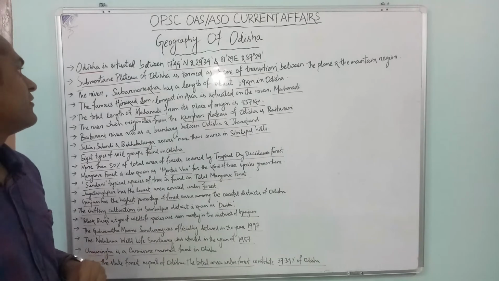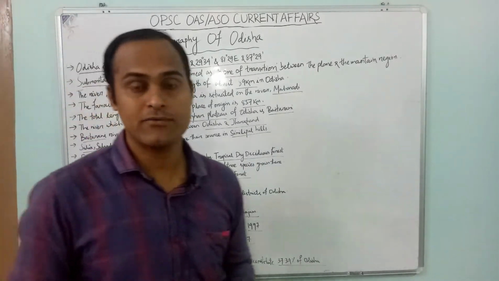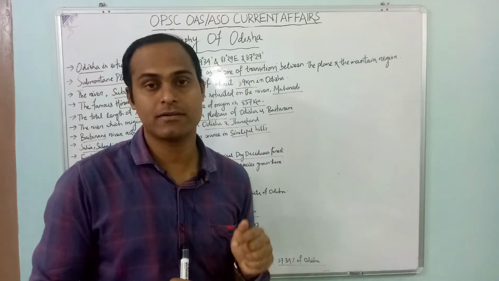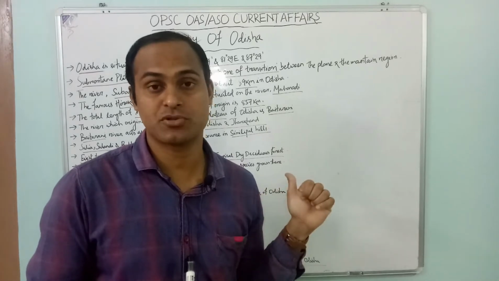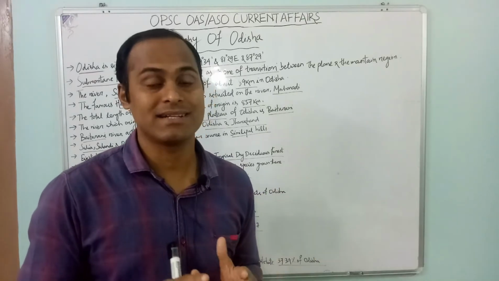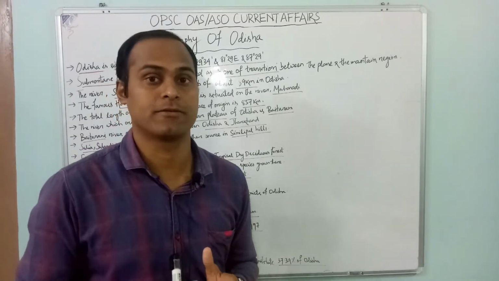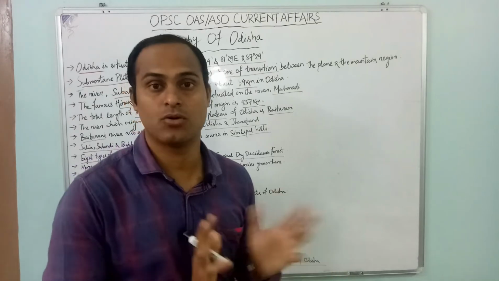After that, the river Subarnarekha has a length of about 89 km. An important fact: I have told you to comment on how many states the Subarnarekha river passes through. Its entire length in Odisha is only 89 kilometers. Only 89 kilometers of the Subarnarekha river lies in Odisha.